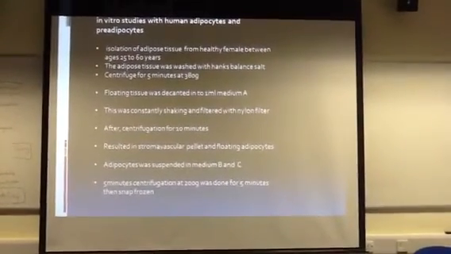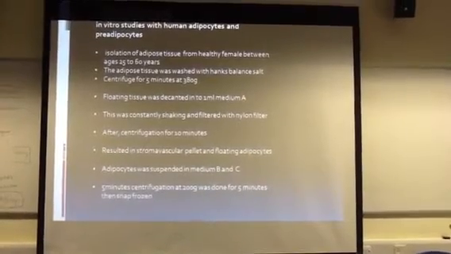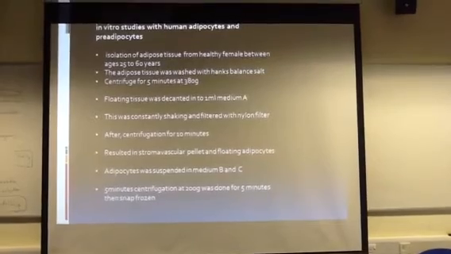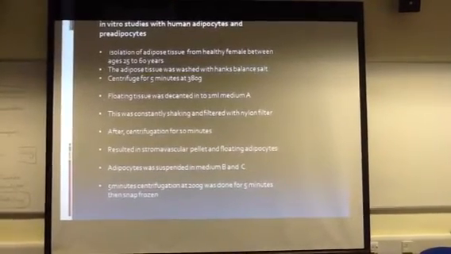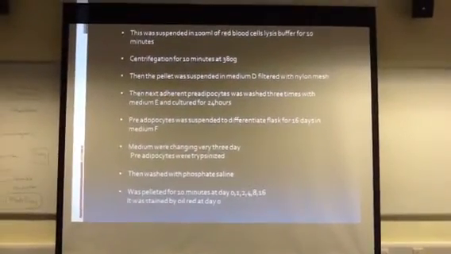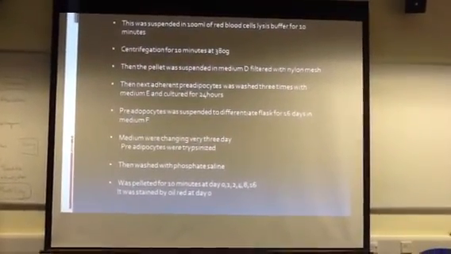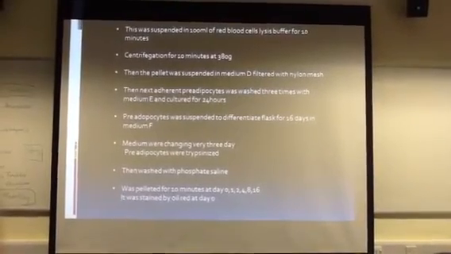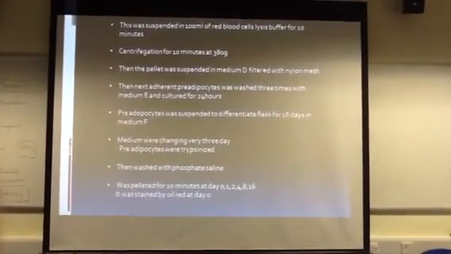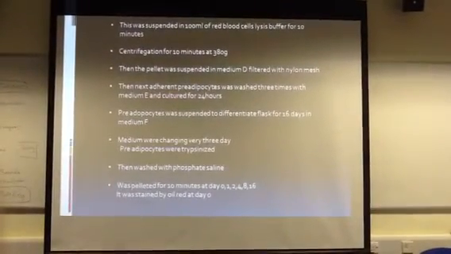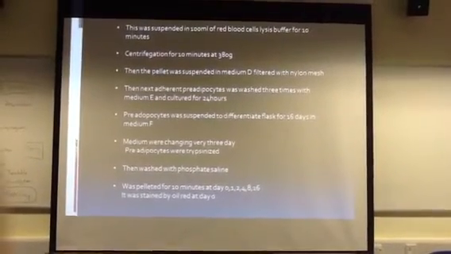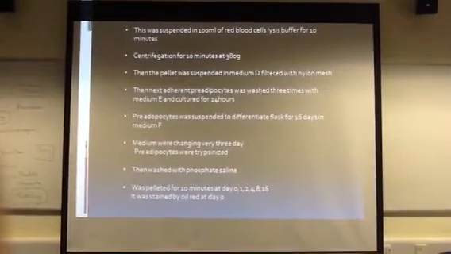The adipocytes were suspended in medium B and C. Centrifugation was done at 200 g for 5 minutes, and later on it was snapped in frozen ice. Then the stromovascular pellet was suspended in 100 ml of red blood cell lysis buffer for 10 minutes. Centrifugation was done for 10 minutes at 380 g. Then the pellet was suspended in medium D, filtered with nylon mesh.